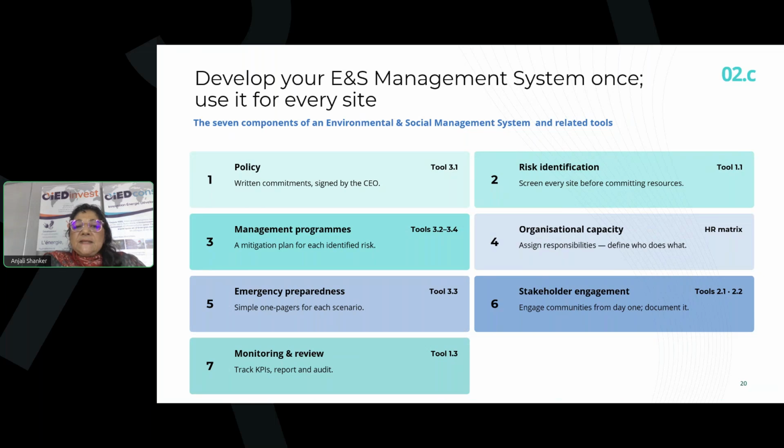This is then detailed in the tools 3.2, 3.4. Step number 4 then, once we have identified the risks and the management programs, we have to make sure that we have an organizational structure which is affordable and which can implement all what we've been wanting to implement, basically. It's important to assign responsibilities, define who does what, and at the early stages to train.